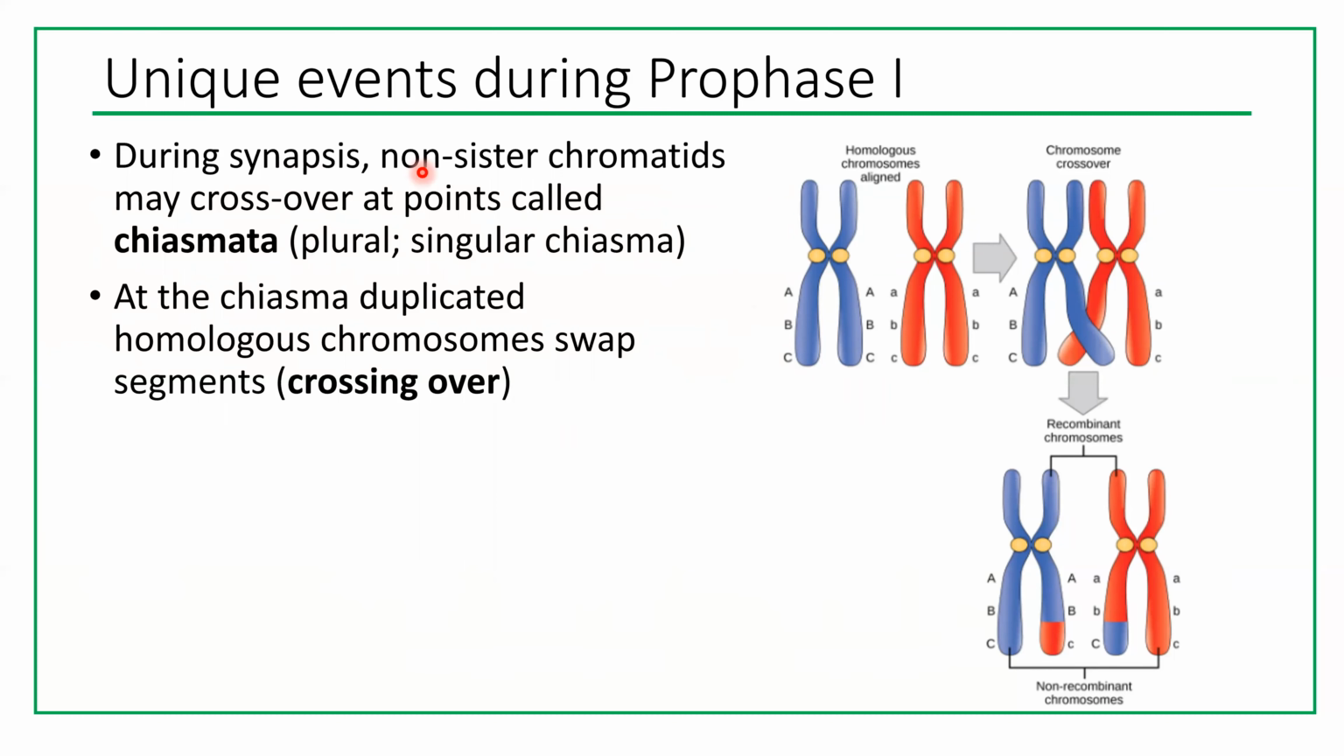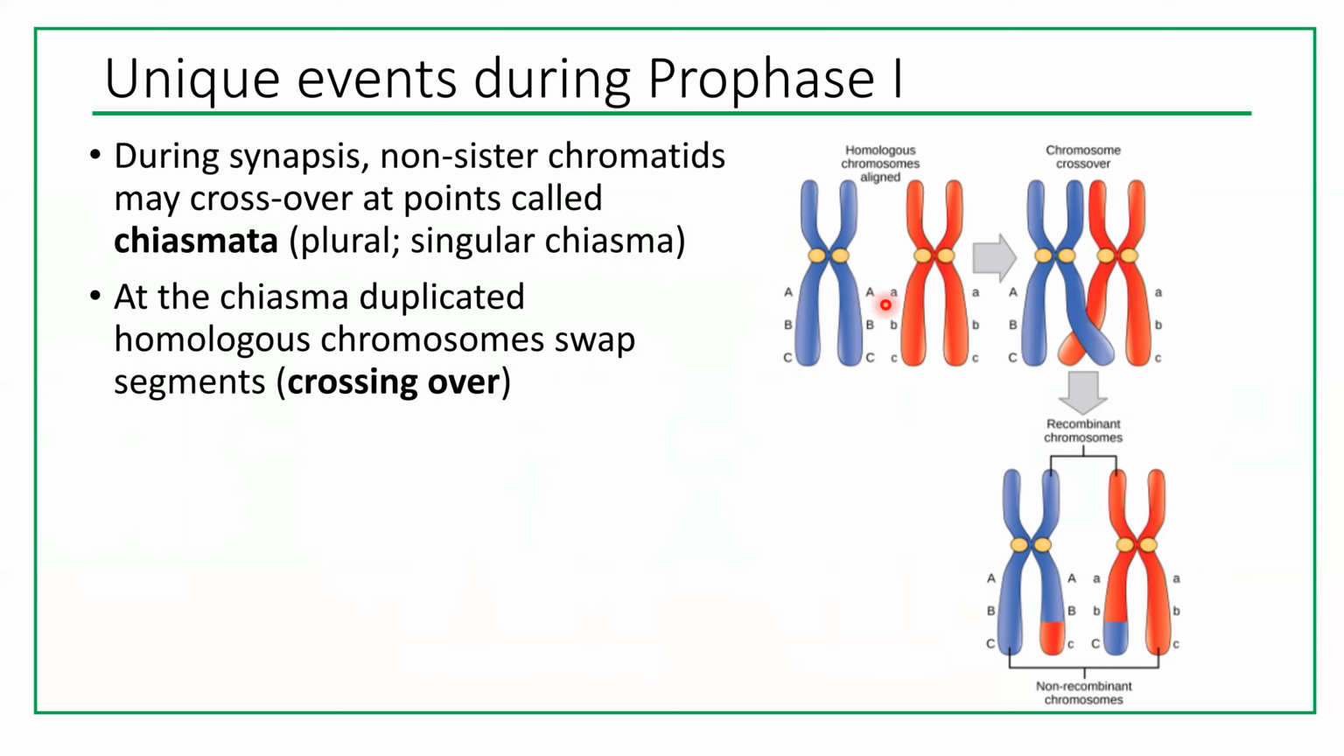During synapsis, non-sister chromatids may cross over at a point called chiasmata, or chiasma. Here's my chromosome from dad, this is my chromosome from mom, and you see A, B, and C, and A, B, and C. These represent genes: gene A, gene B, and gene C. Why are some of them capital and some lowercase? Because the genes are the same, but the alleles are different. Alleles are represented by letters, and if it's a capital letter, that means the allele is dominant. If it's a lowercase letter, the allele is recessive.